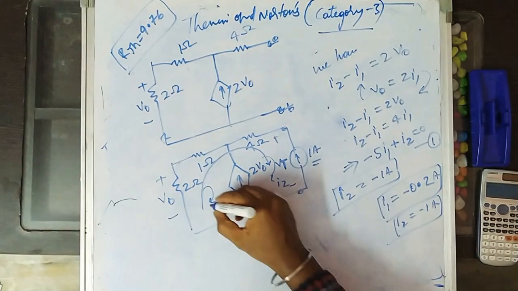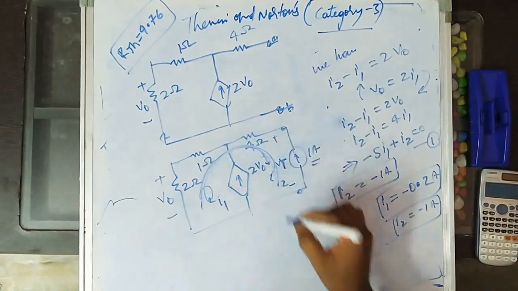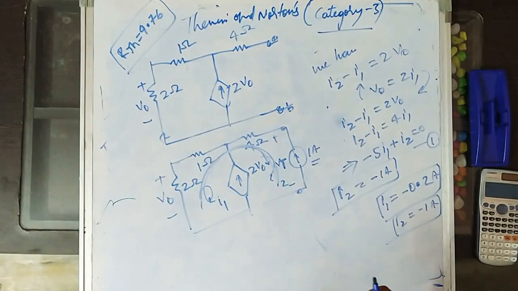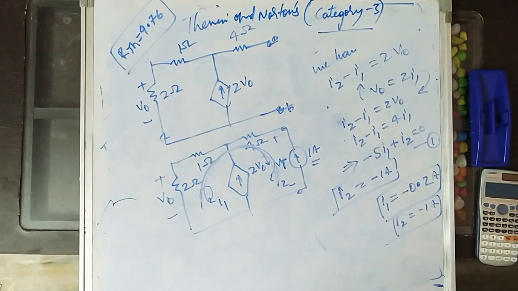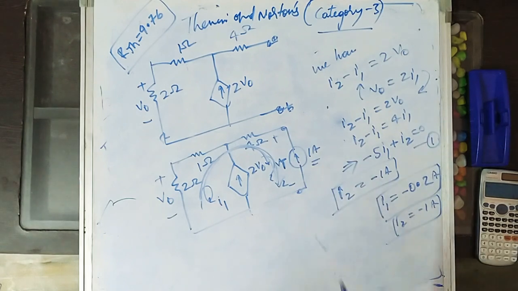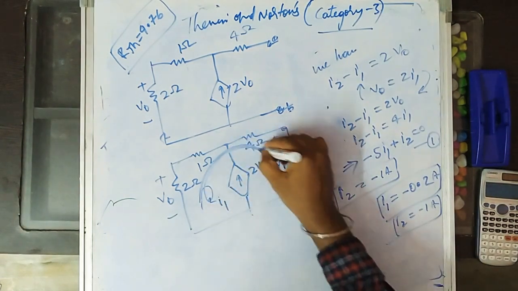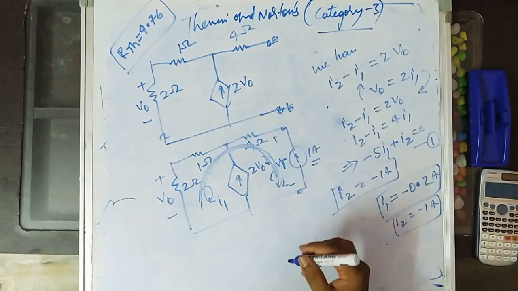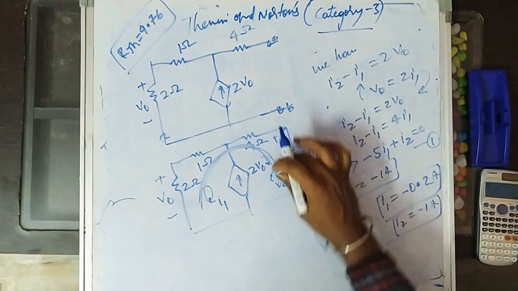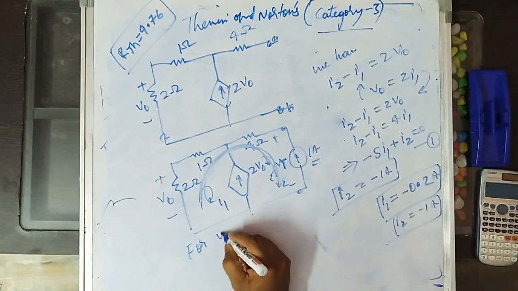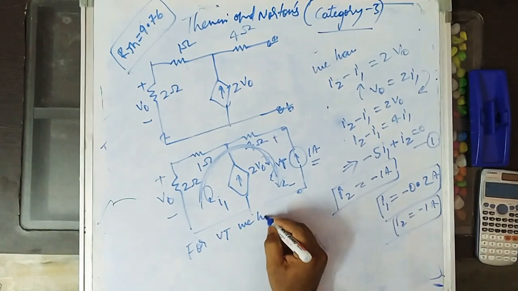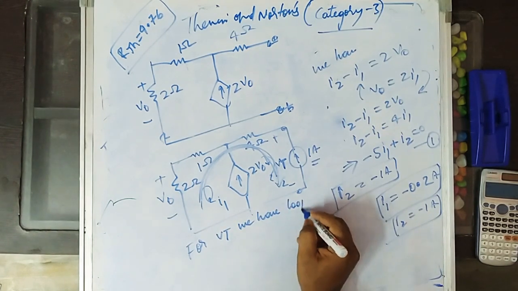So this is also one loop, right? As I said earlier, a loop is an interconnection of one or two loops. So this is one loop, and this is also one loop. We'll write one loop equation, keeping in mind that we need to find the voltage VT. For VT, we have the loop equation.